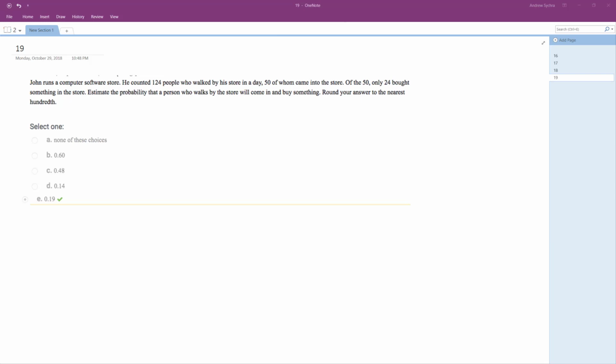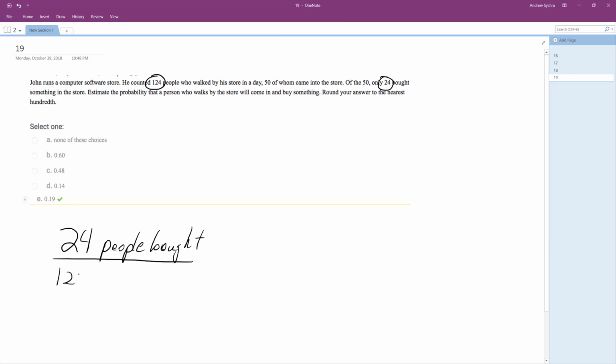So, and buy something. So, the people that bought were 24, and then there's 124 people that walked by. So, what you're doing here is you're doing 24 people that bought something over 124 people walked by. It's actually pretty good odds for him. And this rounds down to the 0.19.